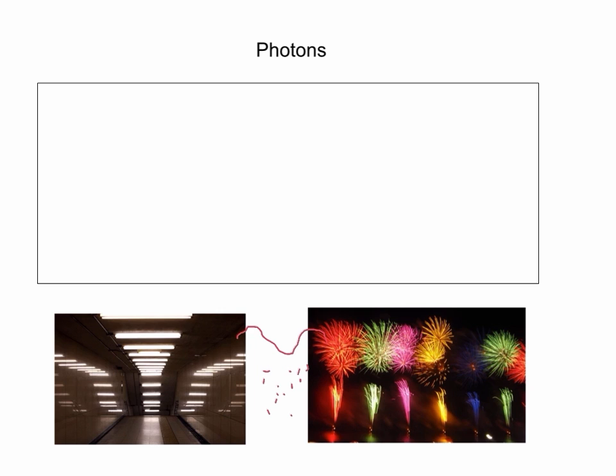But what exactly is a photon? Well, a photon, as was just stated, is a particle of light. The higher the amplitude of the light, or the brightness, the more photons there are.